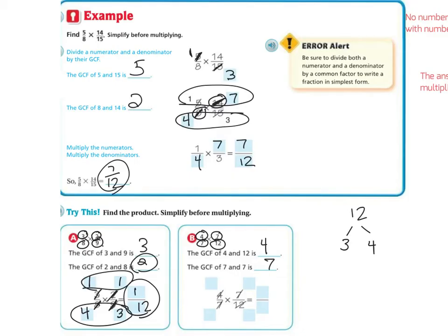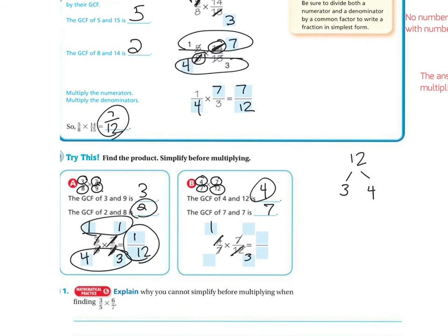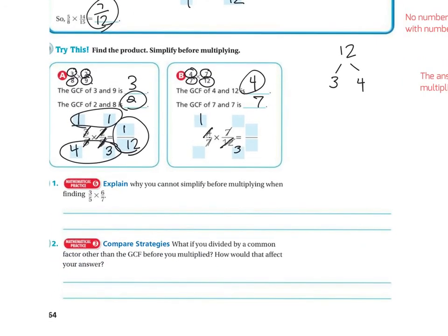All right. So let's do this. We've got 4 and 12, and I said we're going to put 4. So 4 goes into 4 one time, 4 goes into 12 3 times. And then over here, let me move this up a little bit. We've got 7 goes into 7 one time, and 7 goes into 7 one time. So now I've got 1 times 1, which is 1, 3 times 1, which is 3.